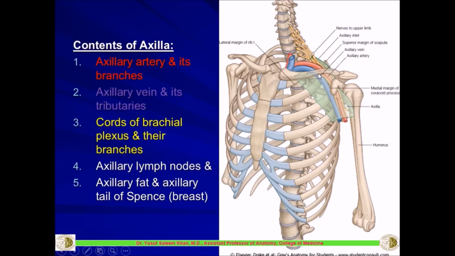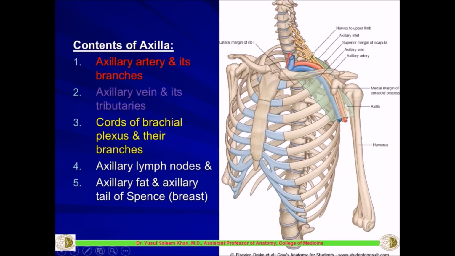So this is the axillary vein, which continues as the subclavian vein. This axillary vein and its tributaries will be draining the whole of the upper limb. So this is the second important content. The third and the most important content is the cords of the brachial plexus.